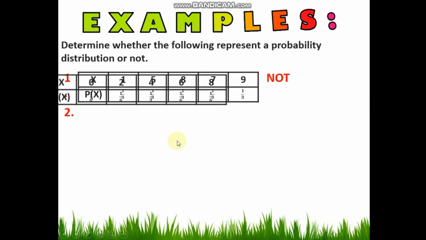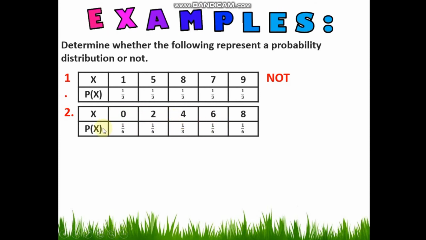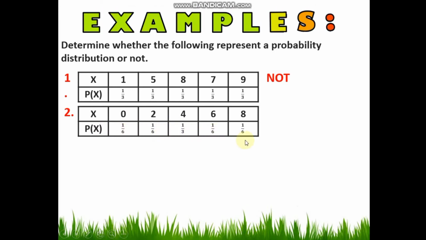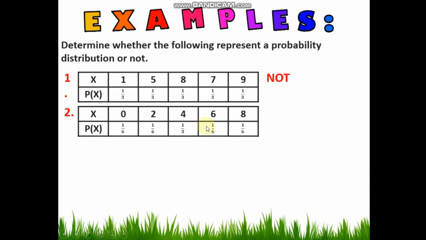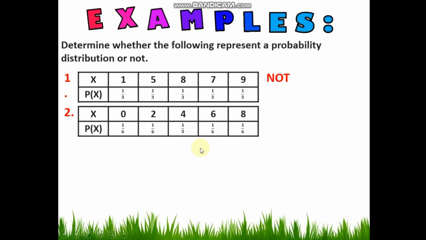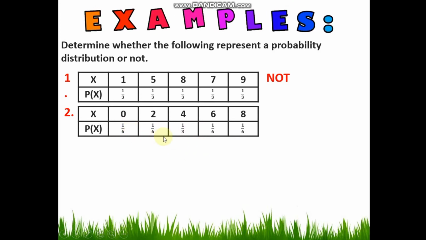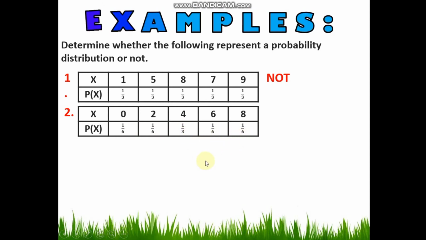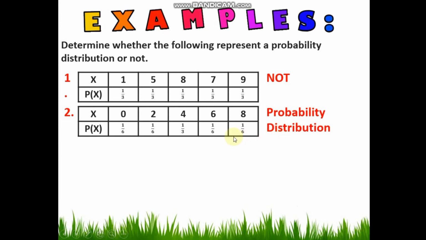For number 2, we have random variables 0, 2, 4, 6, 8. Their corresponding probabilities are 1/6, 1/6, 1/3, 1/6, and 1/6. If you inspect it, property 1, all of them range from 0 to 1. And then, when you add 1/6 plus 1/6 plus 1/6 plus 1/6, that's 4/6, plus 1/3, it will give you exactly 1 as the sum. Therefore, for number 2, that is a probability distribution. It satisfies the two properties.